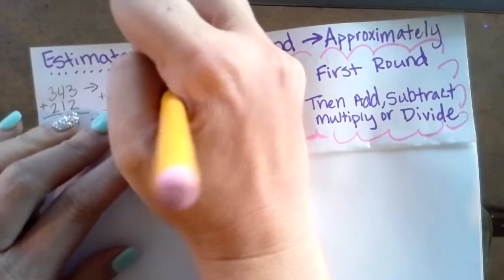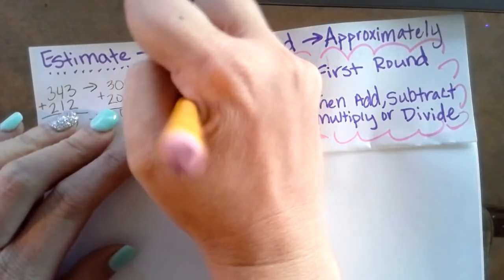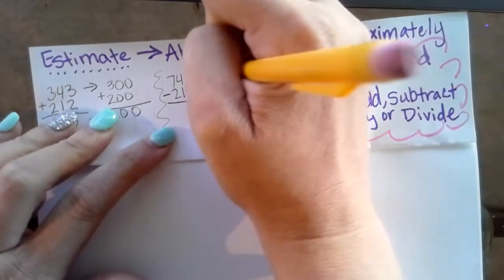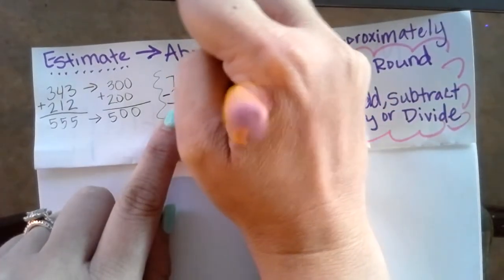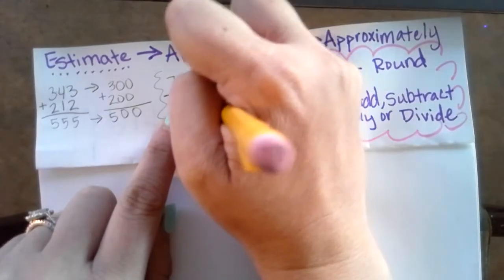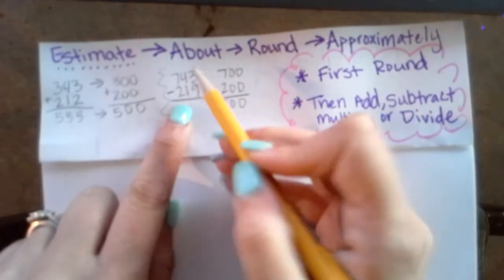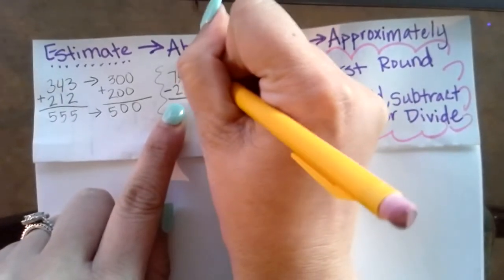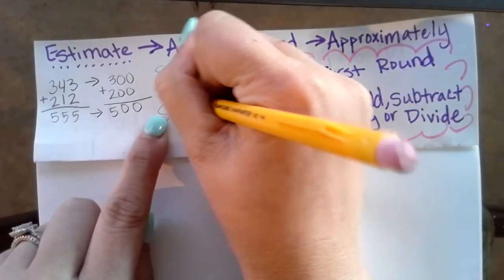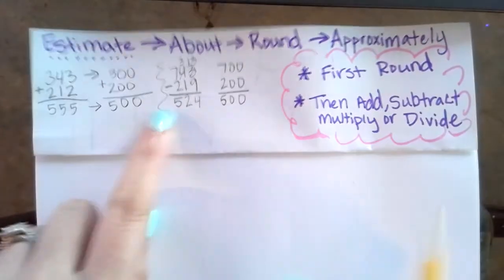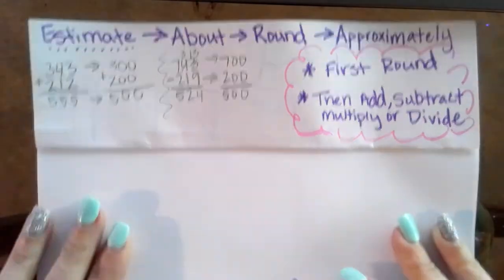Let's try to find a difference. Let's say I have 743, and I want to find the difference of 219. So I want to subtract. Well, 743 is about 700. 219 is about 200. And if I subtract, I'm going to end up with 500. Well, if I subtract in real life with the real numbers, I can't take 9 from 3. So I borrow. This becomes a 3. This becomes 13. 13 minus 9 would give me 4. 3 minus 1 is 2. 7 minus 2 is 5. So 524 is about 500. Okay, so that's what we're doing.